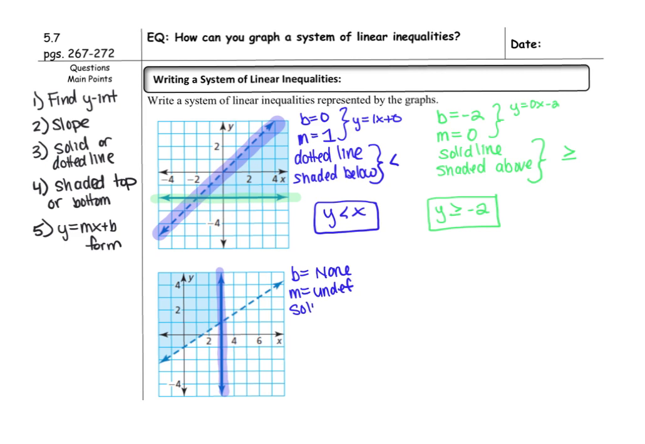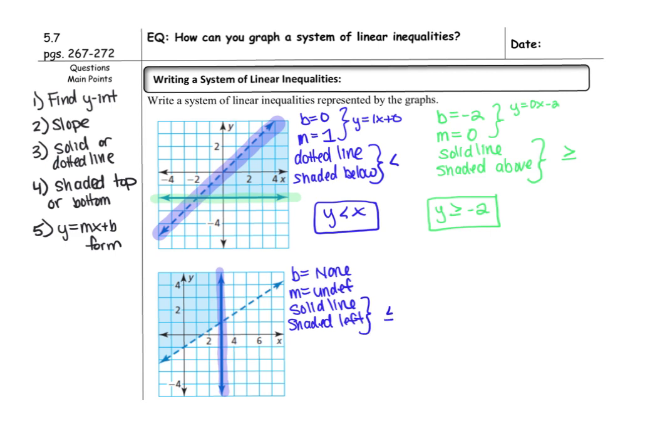We have a solid line, and then is it shaded to the left or to the right of the solid line? It is shaded to the left. So when we have a solid line shaded to the left, left means less, this information would be less than or equal to.